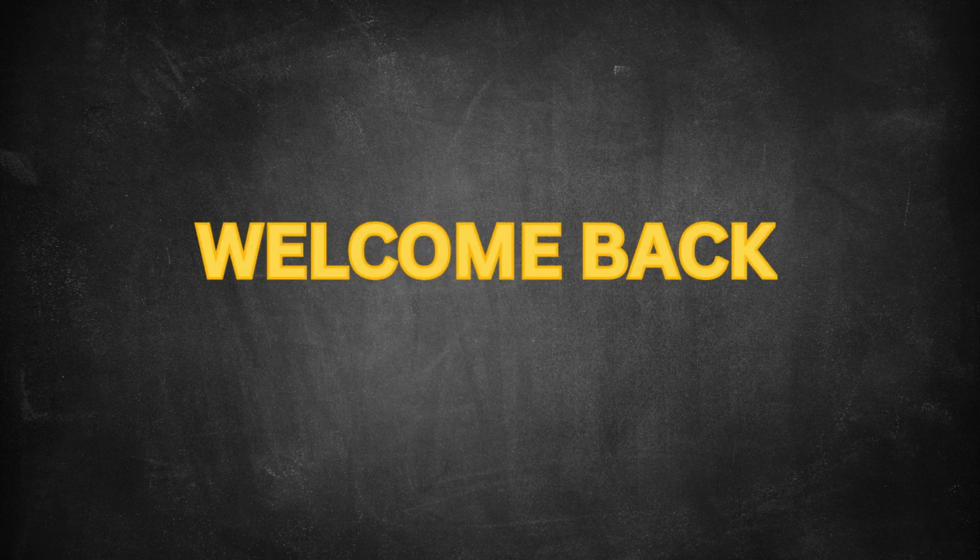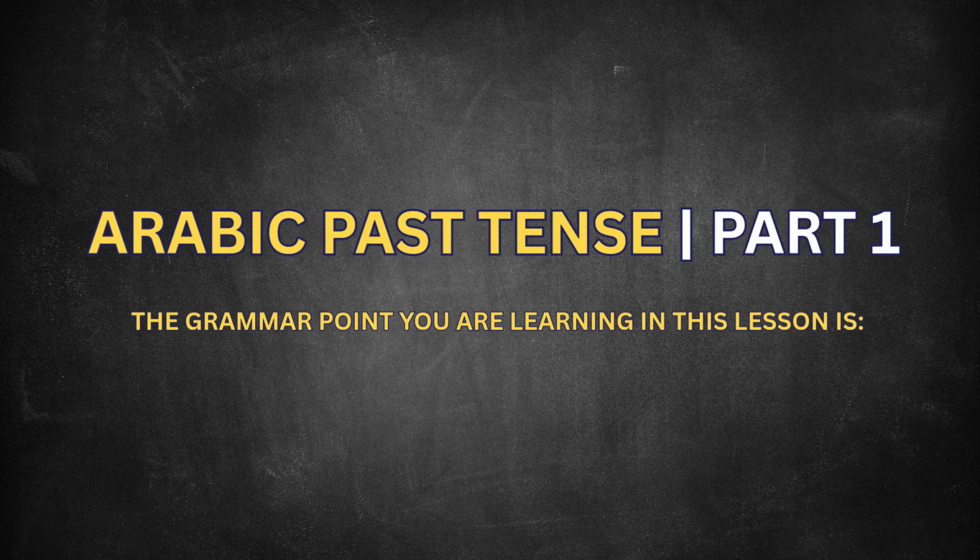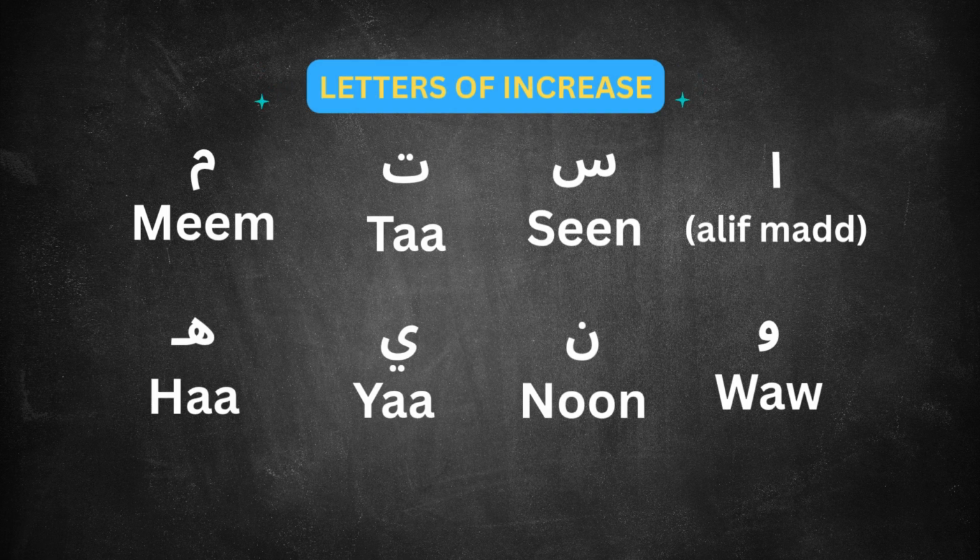Welcome back. Arabic Past Tense, Part 1. The grammar point you are learning in this lesson is, to form the past tense in Arabic, suffix letters from the letters of increase are added to the end of the verb. They are alif mad, ta, mim, waw, and noon.